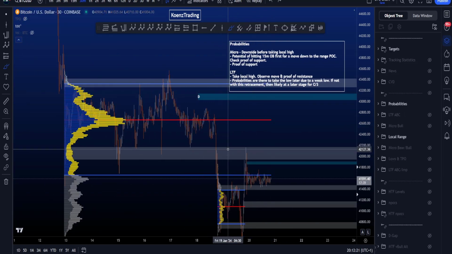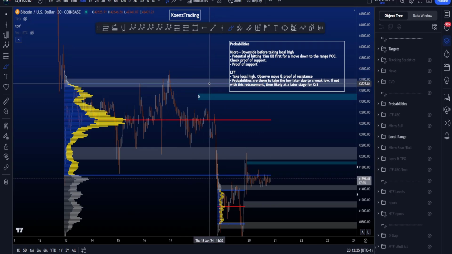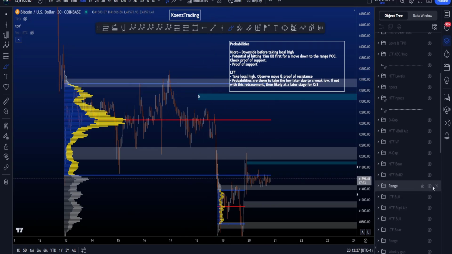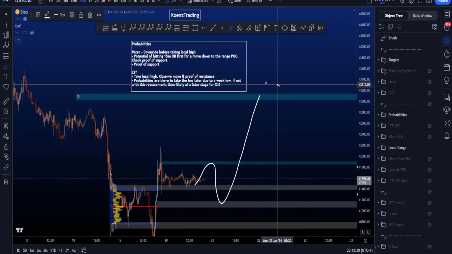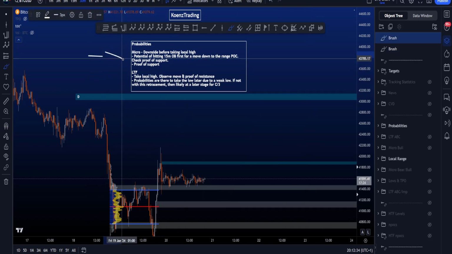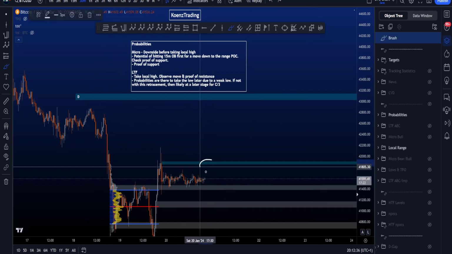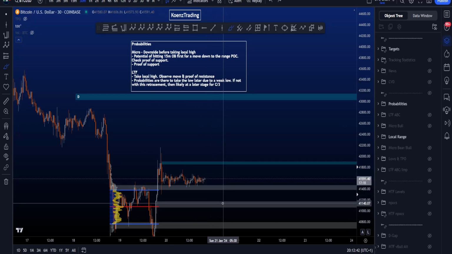We have the point of control in the middle and we have the resistance area over here of this range with the value area high at 43.3k. So pretty much this would be a very nice scenario, and then when price is here we got to wait and see what we get. Potential, as mentioned here, of hitting the 15-minute order block first before then a move down to the range point of control, where we do have to check proof of support, right?